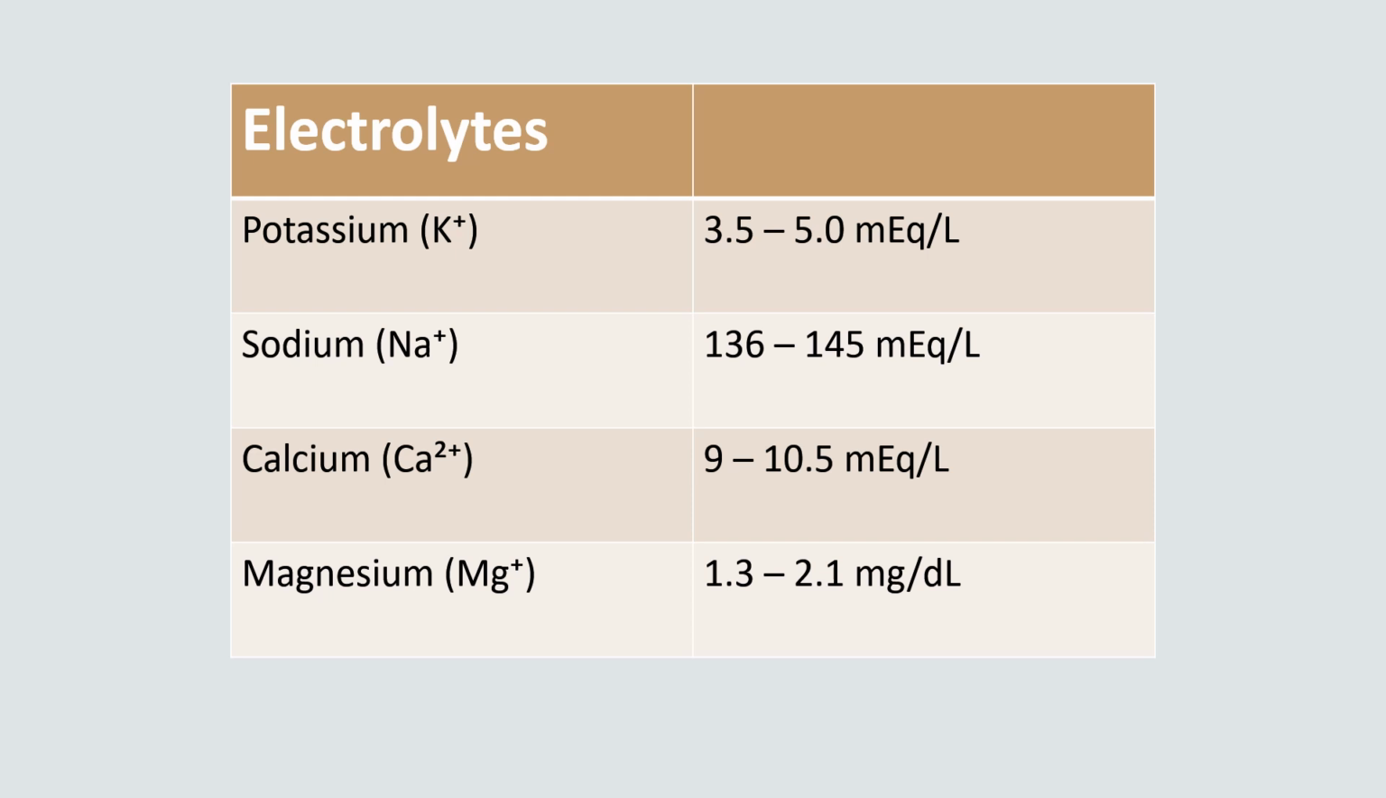Hypocalcemia is a serum calcium level below 9 milligrams per deciliter, or an ionized level that is less than 4.5 milligrams per deciliter. Critical values are less than 6 milligrams per deciliter for serum calcium and 2.2 milligrams per deciliter for ionized calcium.